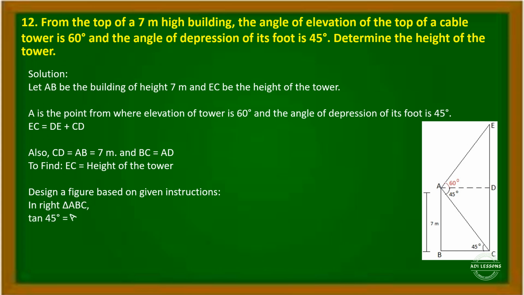In right triangle ABC, tan 45 degrees equal to AB by BC. 1 equal to 7 by BC. BC equal to 7. Since BC equal to AD, AD is also 7.